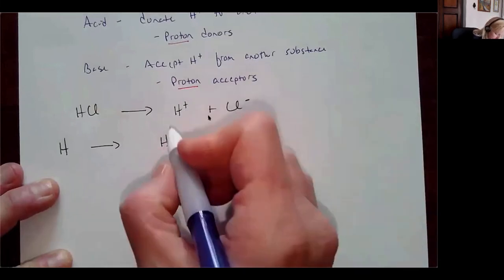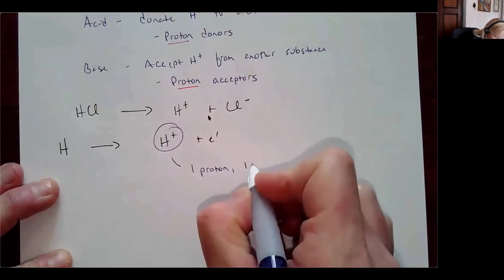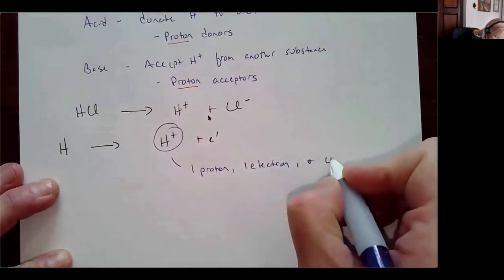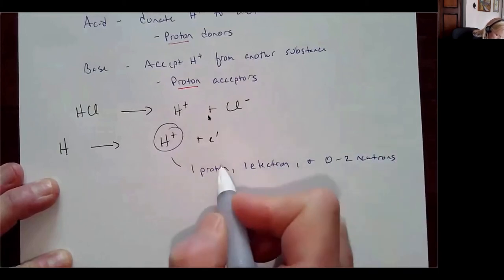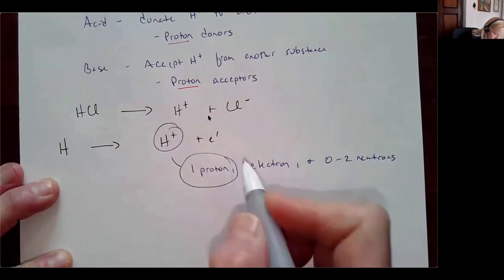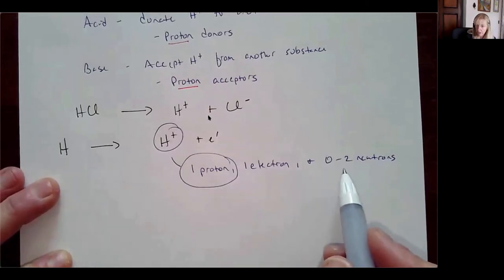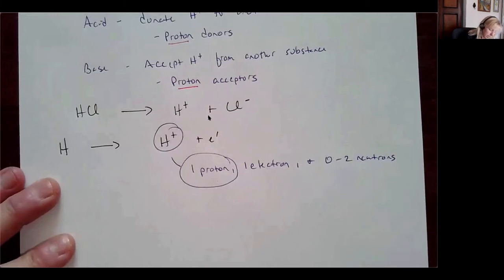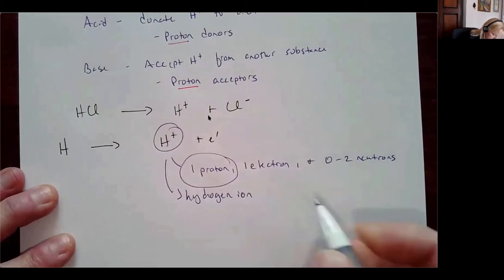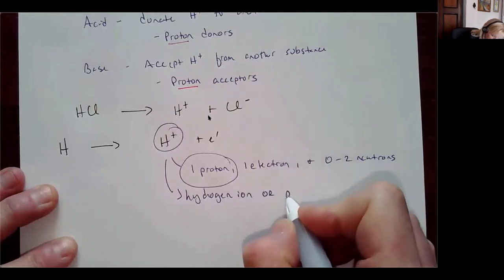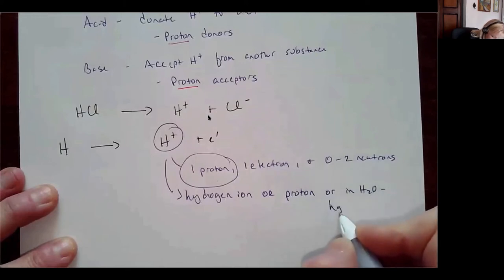This here, because hydrogen only has one proton, one electron, and 0 to 2 neutrons, depending upon the isotope. If it loses that electron, the only thing that's really left in the nucleus is a proton and maybe 1 or 2 or no neutrons in that system. And so we would call this hydrogen ion to signify that it's lost an electron, or just a proton. Or if it's in water, we're going to call it the hydronium ion.